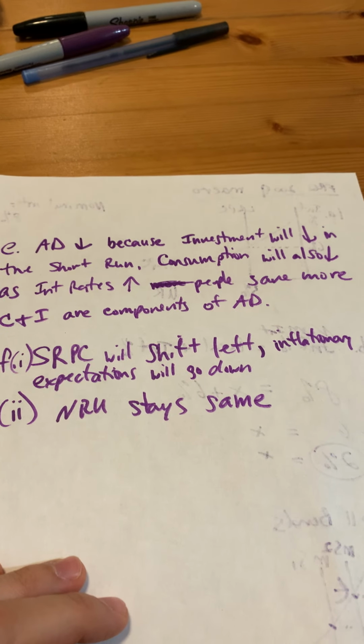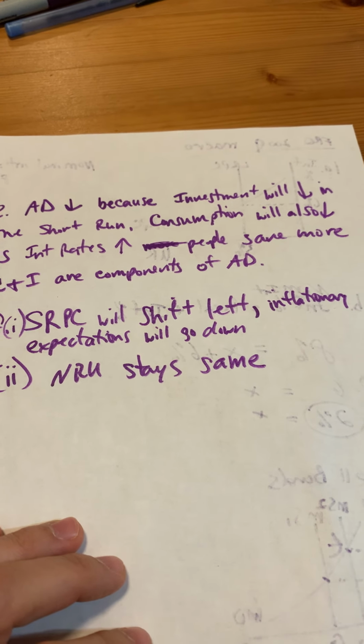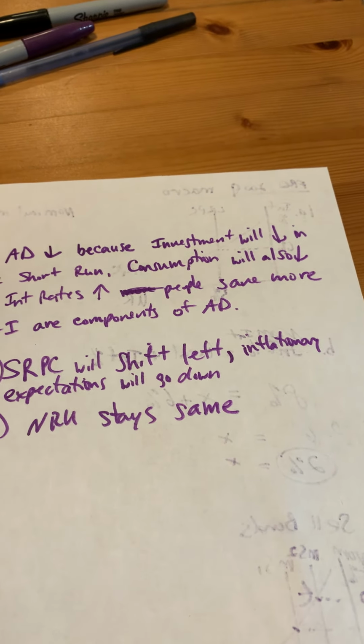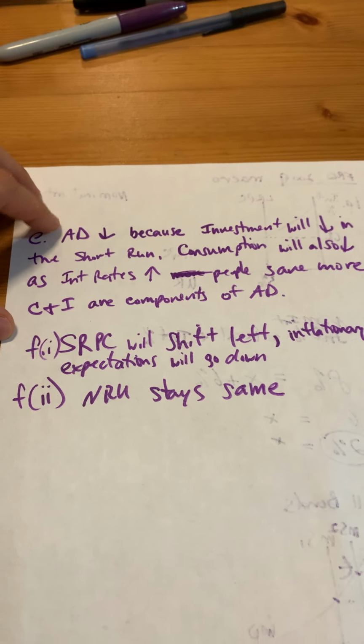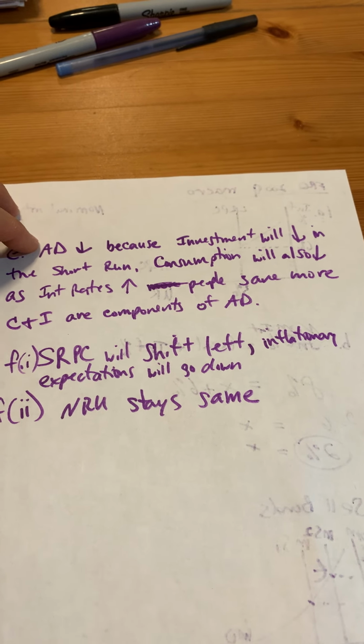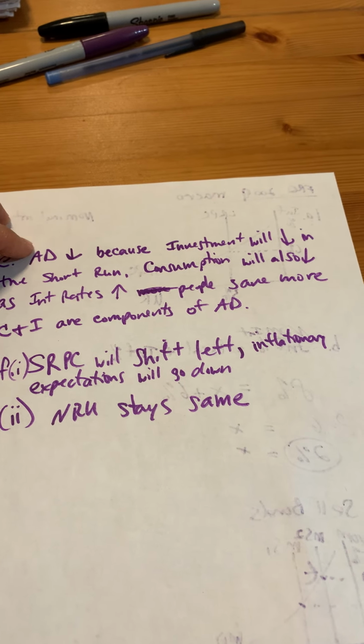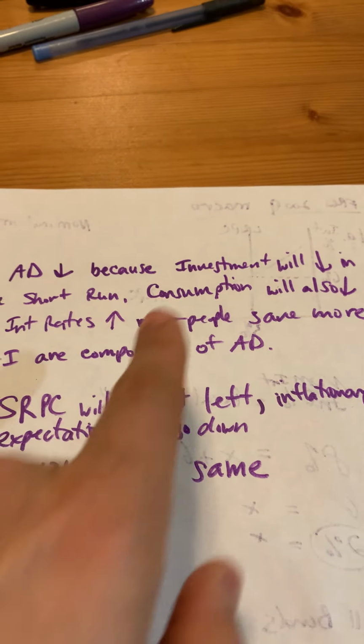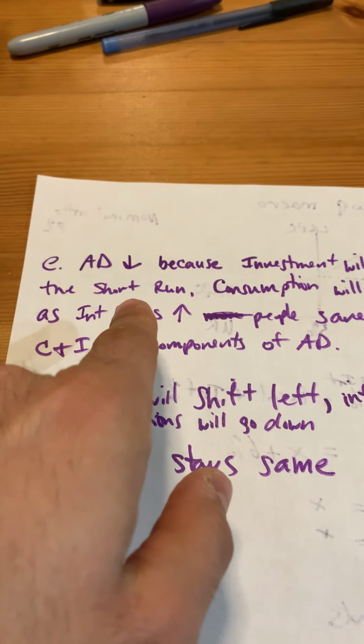Now, this is a much larger explanation than is normally needed, but follow me along here. The tests have evolved since 2009, so this is usually not as wordy as you would get, but aggregate demand decreases, like we said, and it goes down because investment will decrease in the short run.